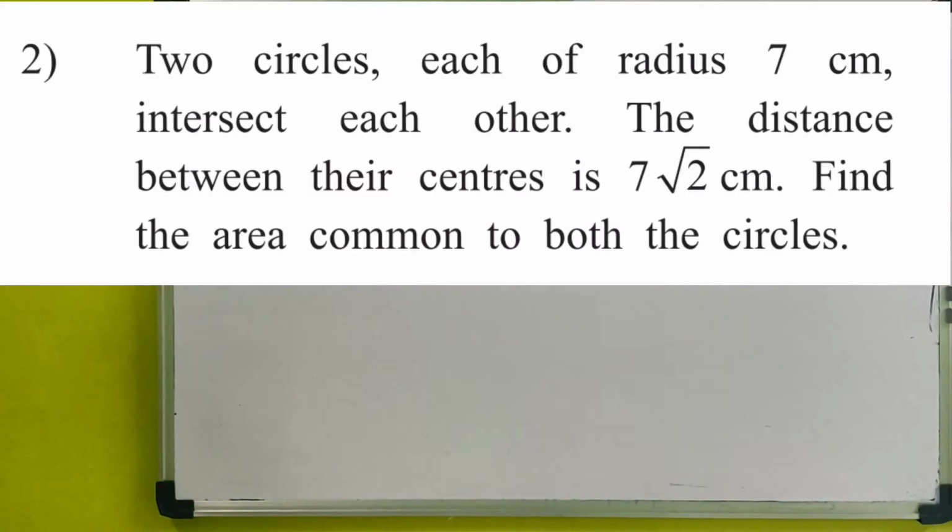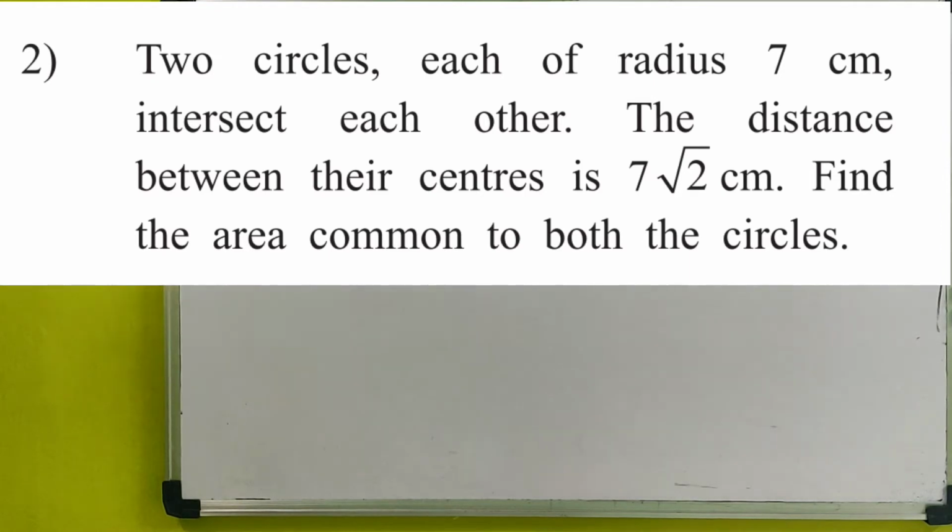Yes, so miscellaneous exercise 1, second part में से second question देखो क्या दिया है. 2 circles each of radius 7 centimeter intersect each other. The distance between their center is 7√2 centimeter. Find the area common to both the circles. What is the area common to both the circles? That's the question. So see here, what is given?